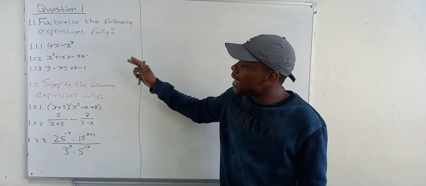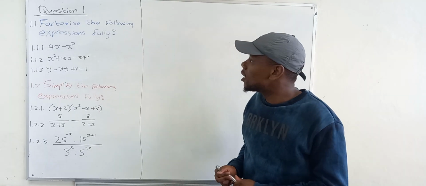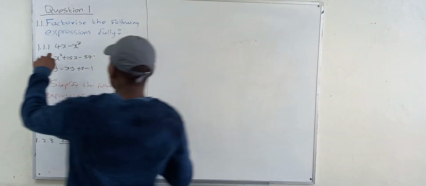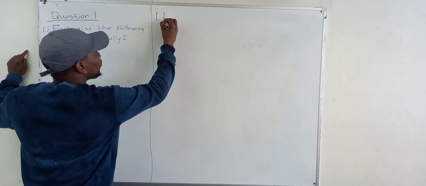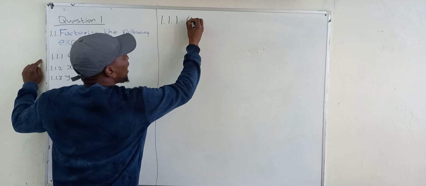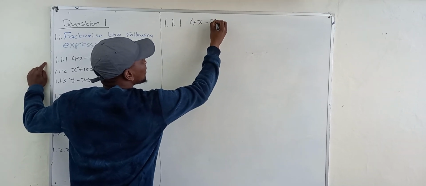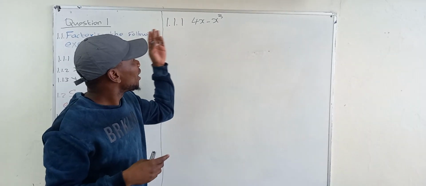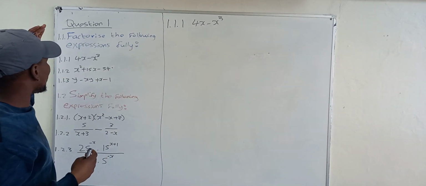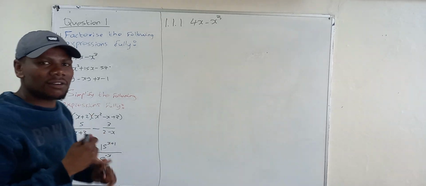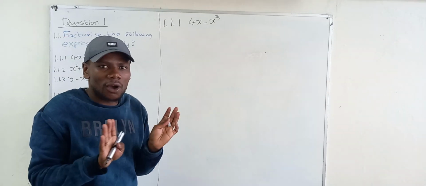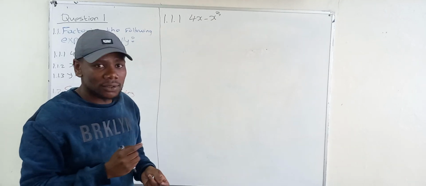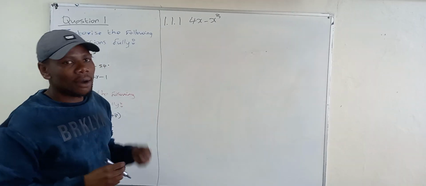1.1.1, we have 4x minus x cubed. So we'll be working on our problems on this side. So 1.1.1 says 4x minus x cubed. So by now, guys, you should have been learning factorization, simplification, solve for x, and maybe completed almost all the topics that you are going to write your June exams about. So how do we go about this one?